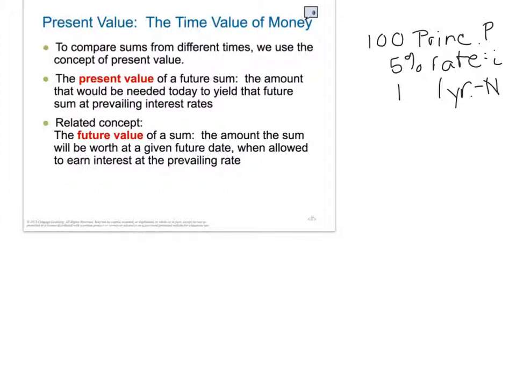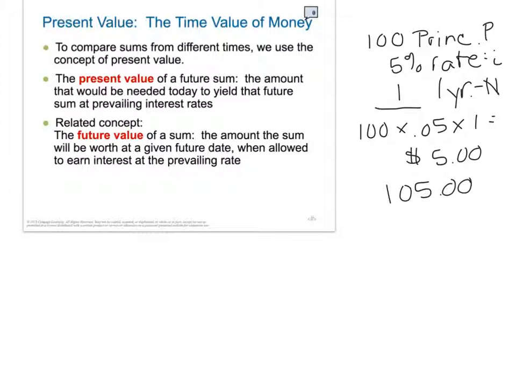And so we would say principal times rate times time. Our interest would be 5% times the 100 times 1, so 100 times 0.05 times 1, and that would give us $5 of interest that we would have earned on our principal. So at the end of 1 year, we would have $105, the original $100 that we put into the account plus the $5 of interest. So that's how much we would have at the end of the year.